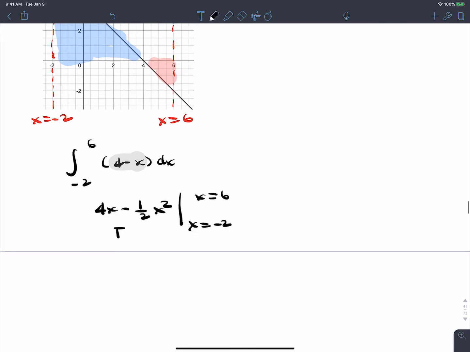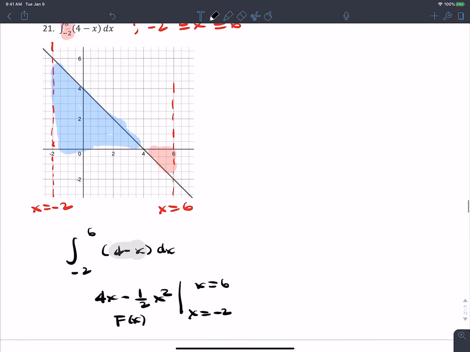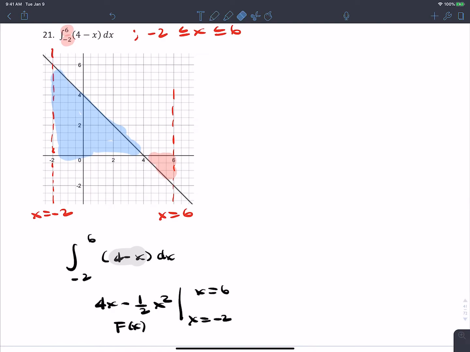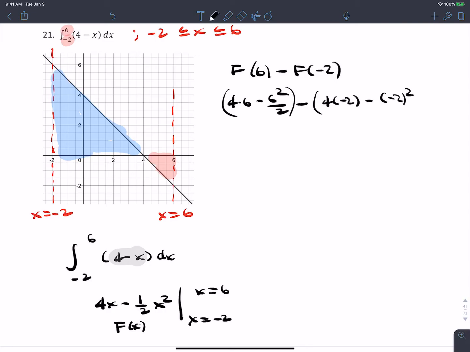So remember, this is the antiderivative function. We're going to have to plug this in and perform some arithmetic. So you say we have f of 6 minus f of negative 2, which will be 4 times 6 minus 6 squared over 2, and you may want to put that in parentheses, minus 4 times negative 2 minus negative 2 squared over 2. Okay, so double check here that you do have that difference.